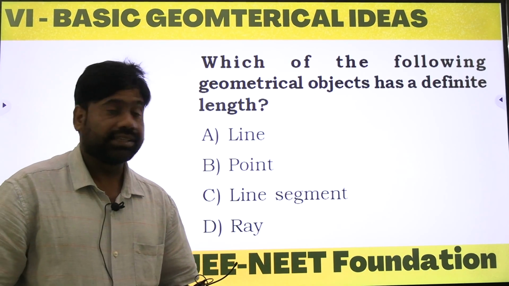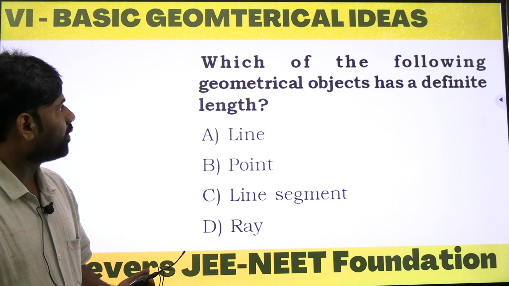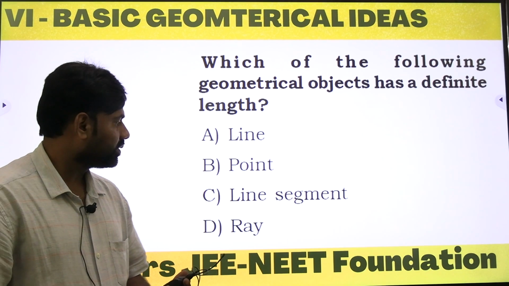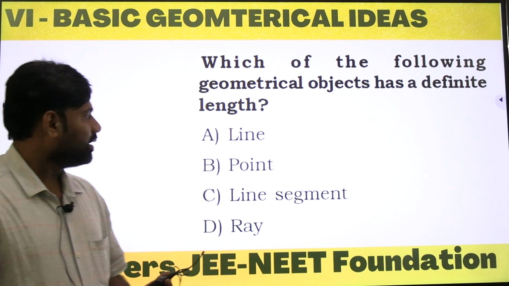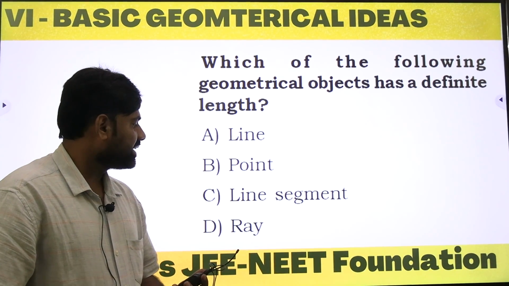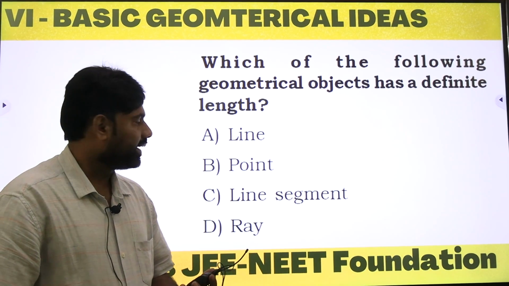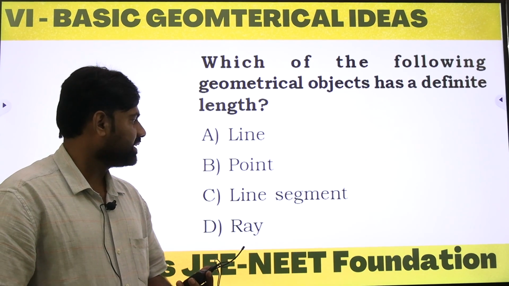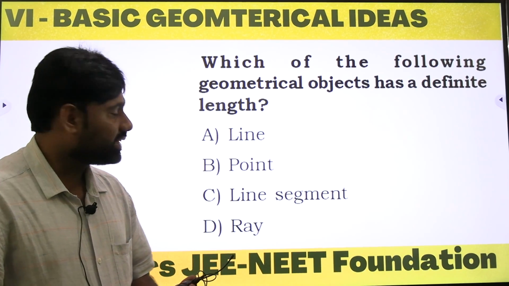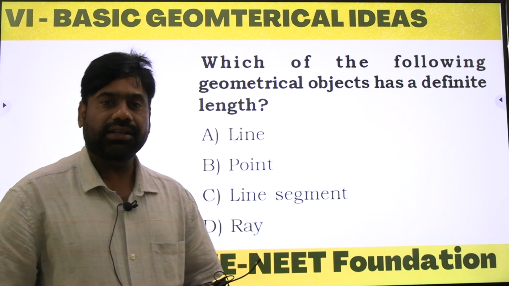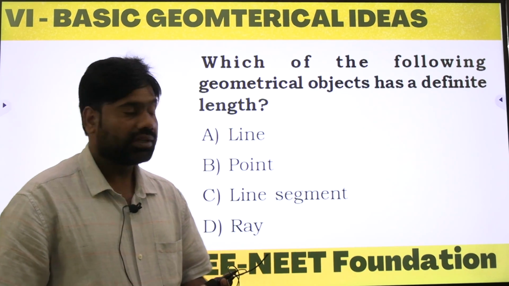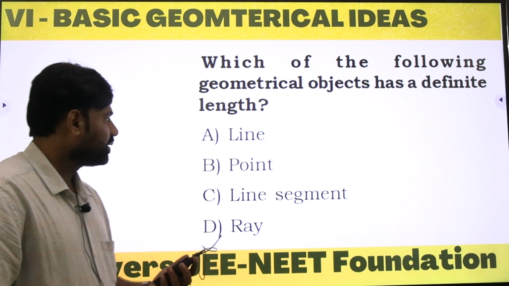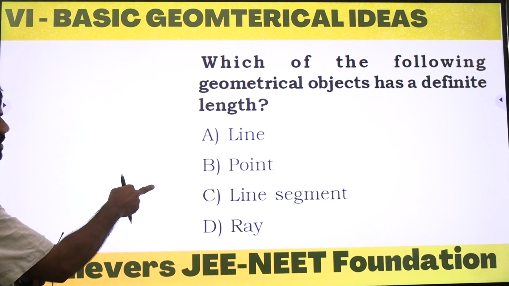Now, first question is, which of the following geometrical objects has a definite length? Given options are line, point, line segment, ray. First of all, what is meant by point? A point is a mark of position which has no length, no breadth, and no height or thickness. Therefore, option B is the correct answer. Next question.